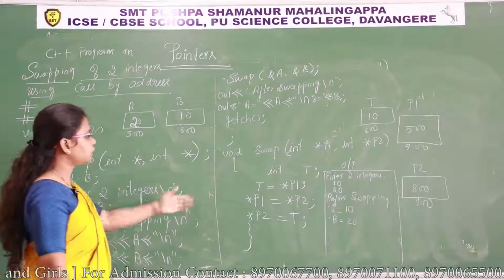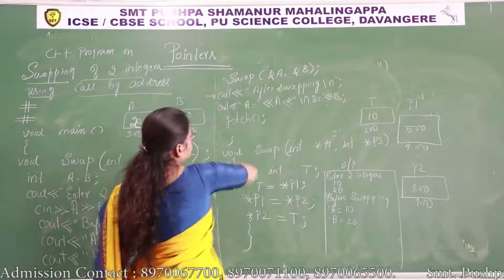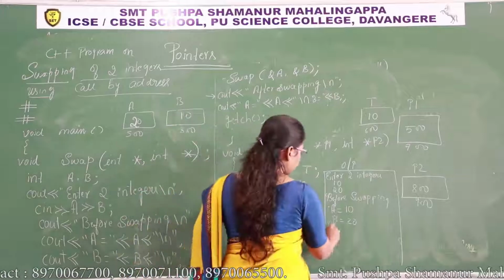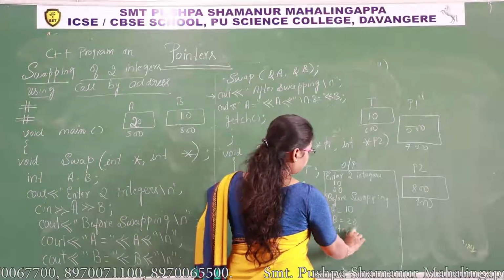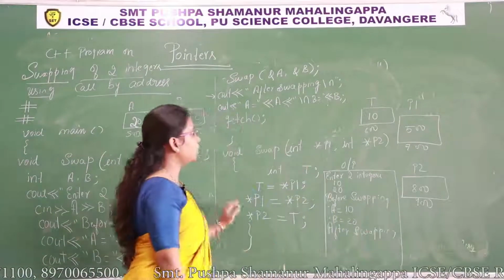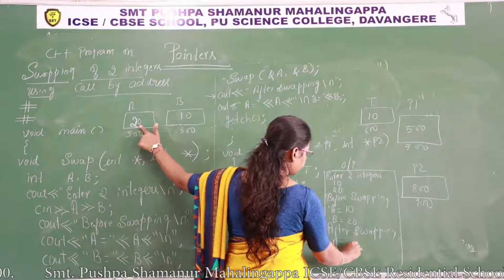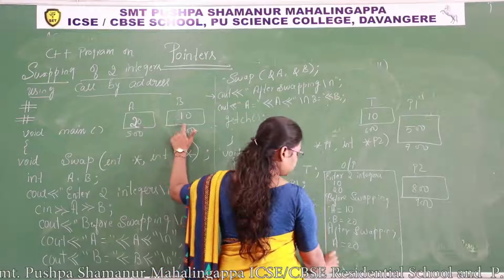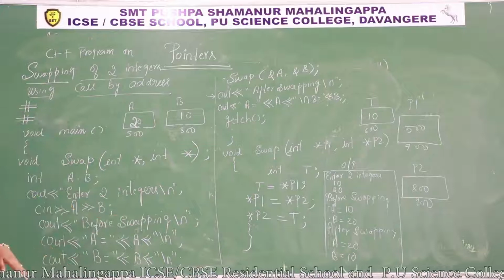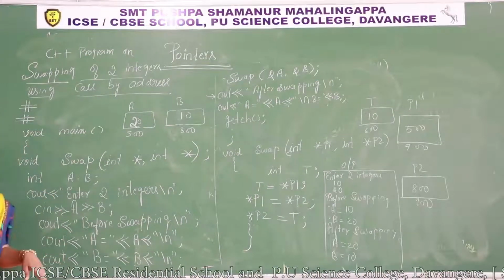Now, after execution of this code, control comes back to the main function to execute the next statements. After swapping, this statement will be displayed on the screen. After swapping, a is equal to, what is there in a? 20. a is equal to 20 and b is equal to 10. Understood? So this program illustrates call by address. I hope you understood this program.